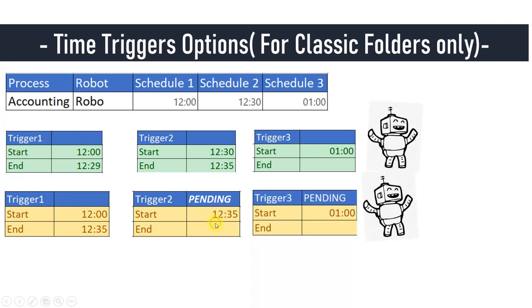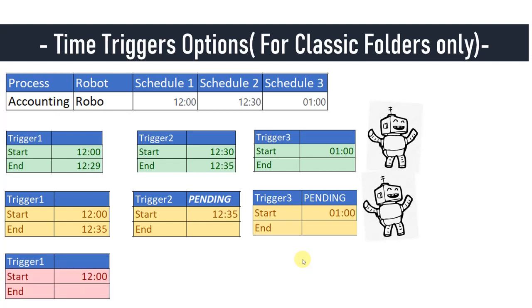Once it ends at 12:35, trigger 2 will start its execution from 12:35 and so on. Let's say it is continuously running till 1 p.m. At 1 p.m. we have another job scheduled. But trigger 2 is still running from 12:35 and has not ended by 1 p.m. What will happen now? Same thing, trigger 3 will again go to the pending state. So this is still quite a happy scenario for the robot.